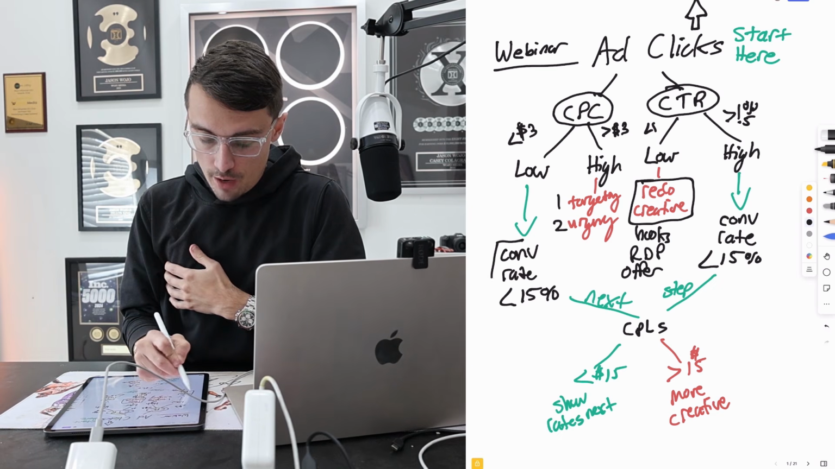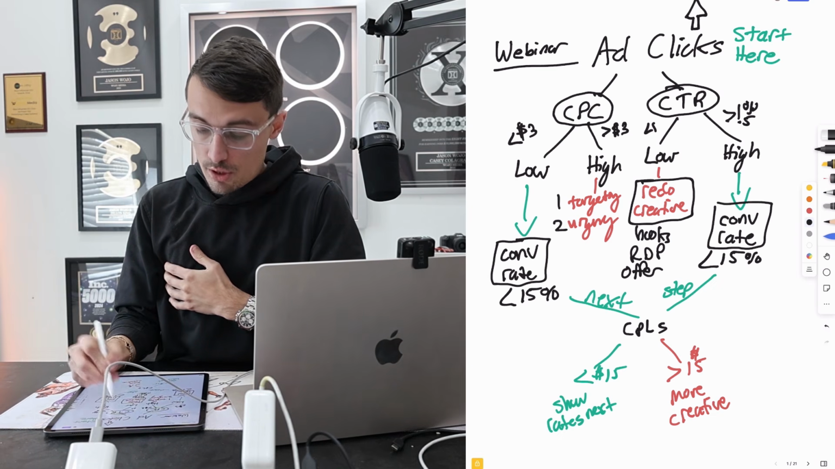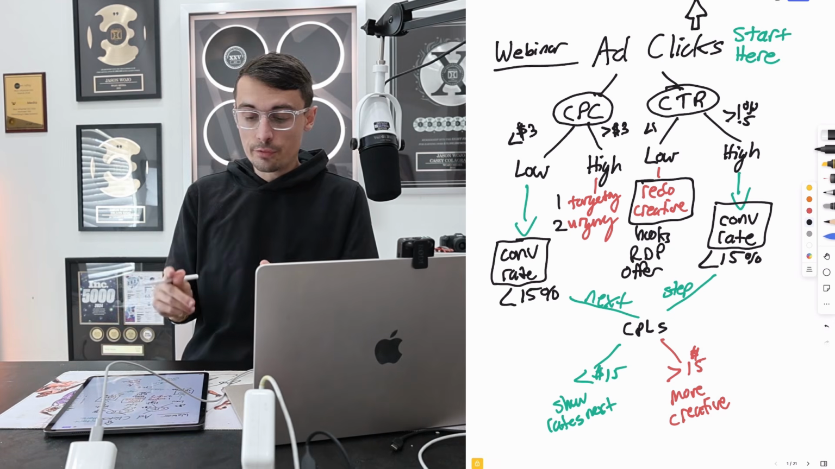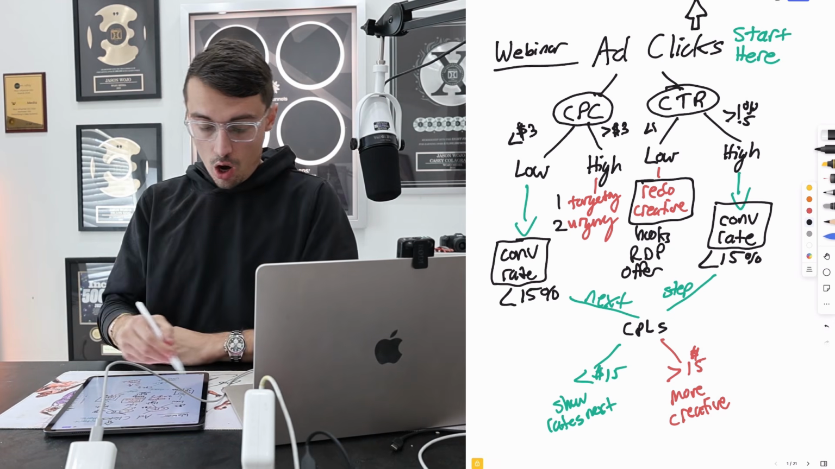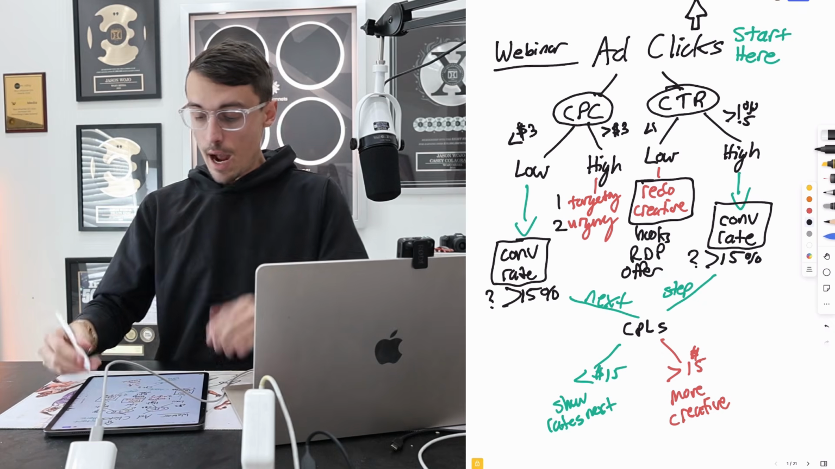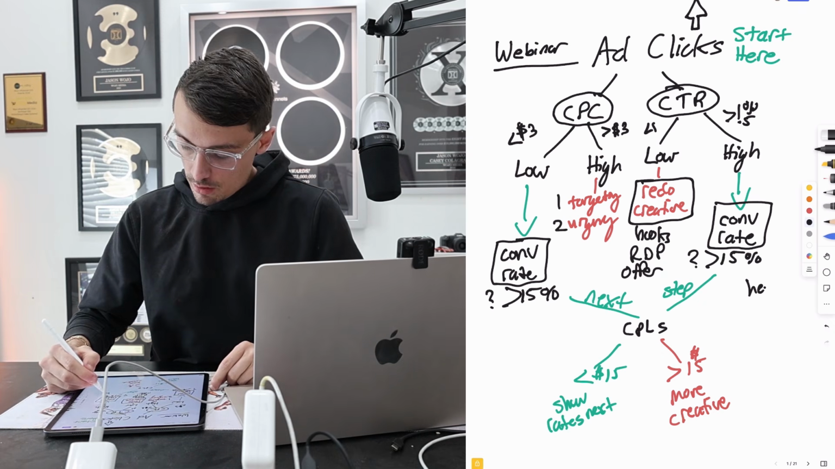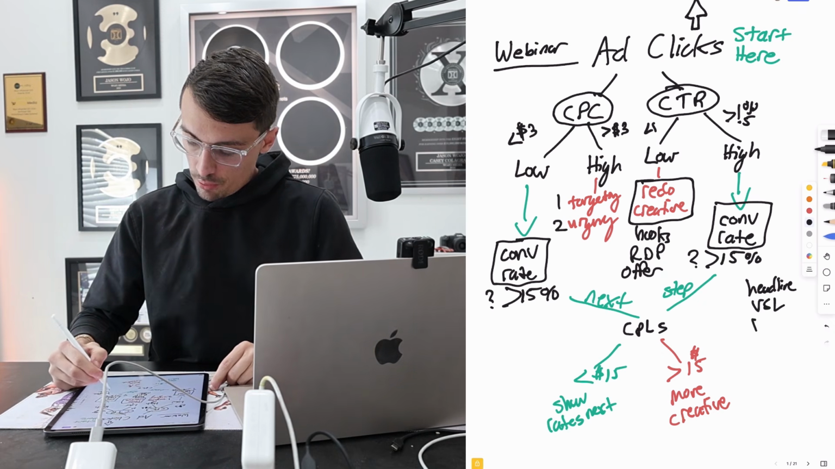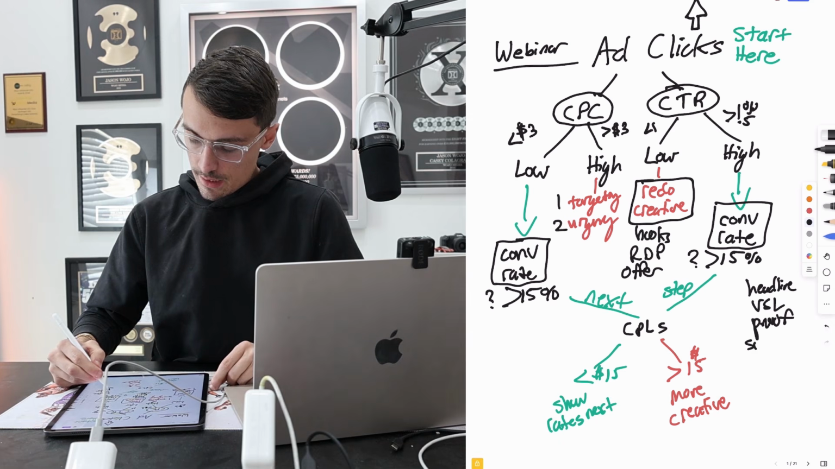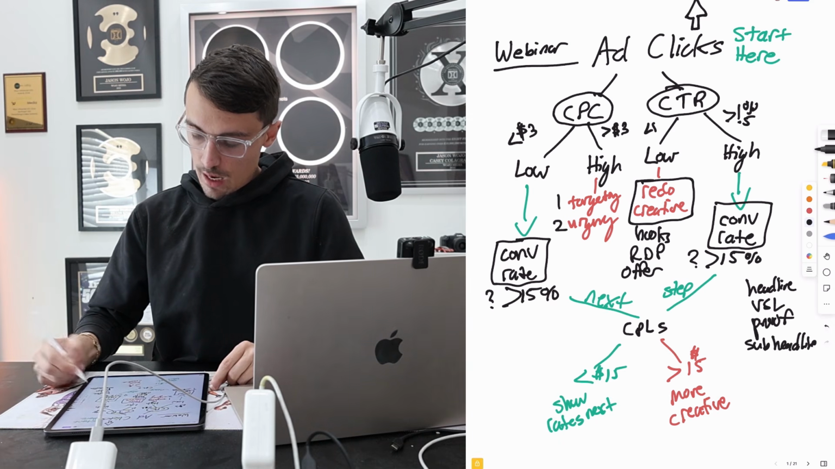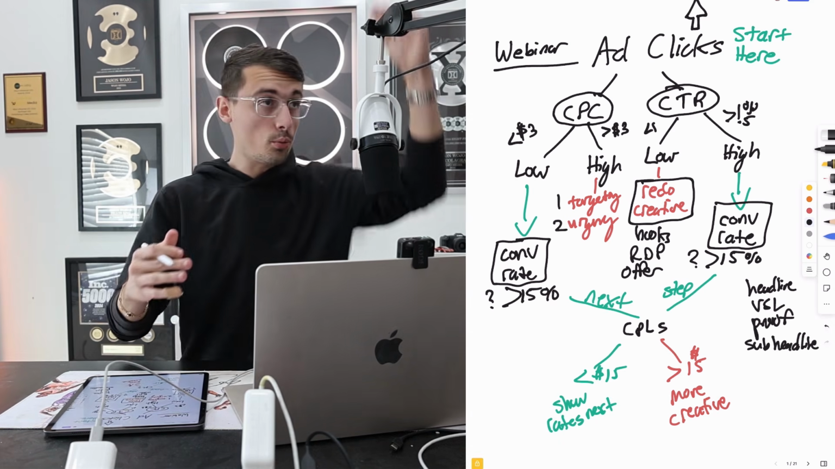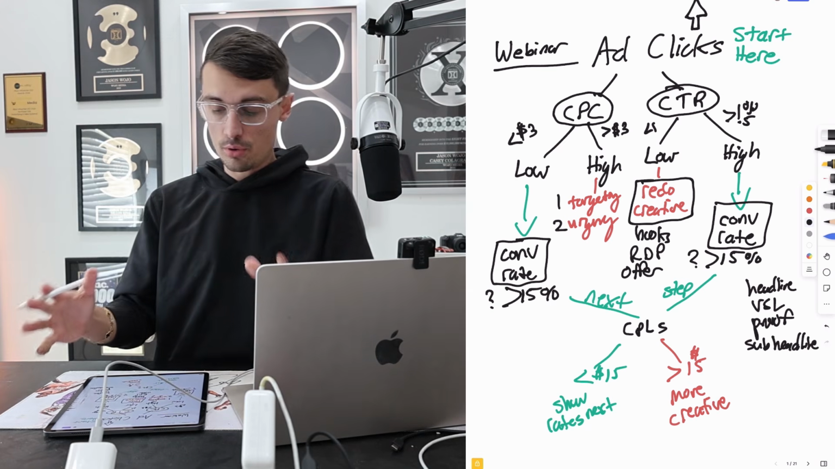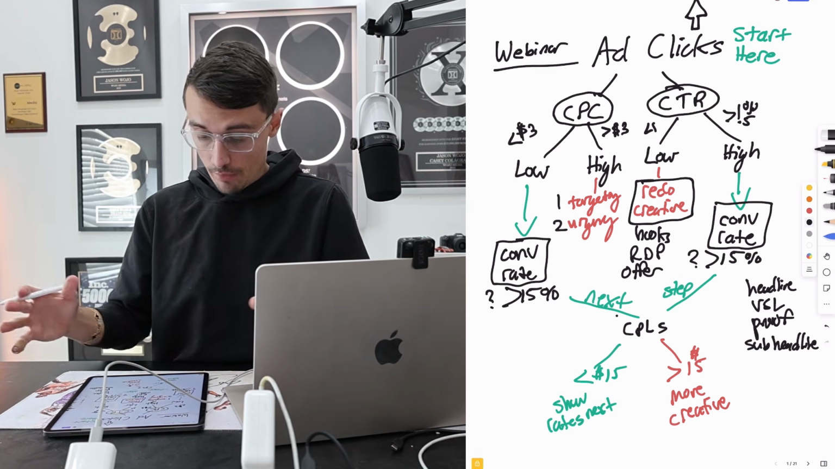If I check off, I move down to conversion rate. Okay, so now they go to the landing page. Okay, if my conversion rates are lower than 15%, now it comes down to headline, VSL on the page, proof, and then also my sub headline. Those things that I would obviously tweak. Okay, and you should be going through your webinar right now with me while I'm going through these KPIs in order, because this is how I look at everything.